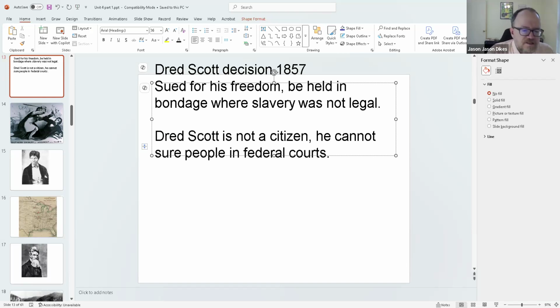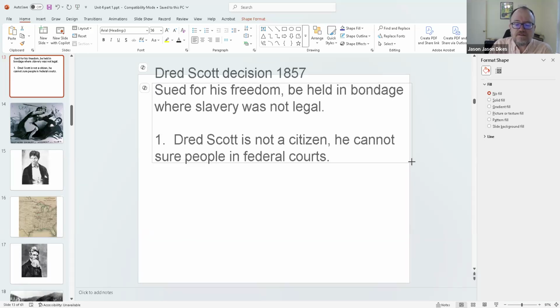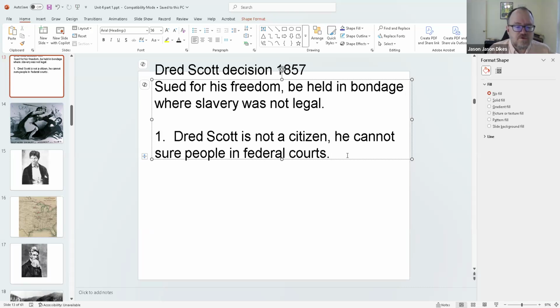Dred Scott is not a citizen. He cannot sue people in federal courts. Okay? Now, this has been overturned. There have been rulings since then that non-citizens can, if you've been paying attention to the news, non-citizens can sue in federal courts. How can Dred Scott not be a citizen if he was born in America?